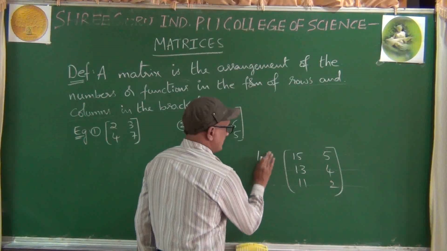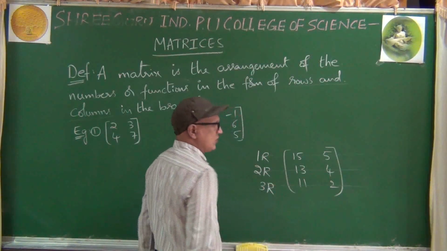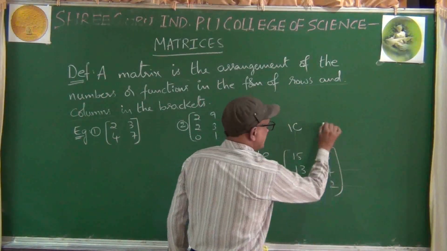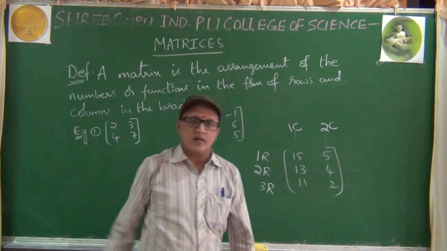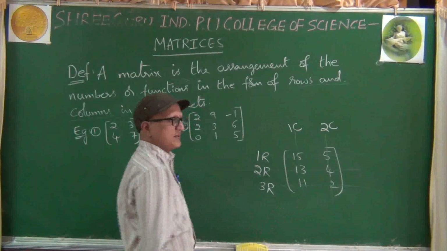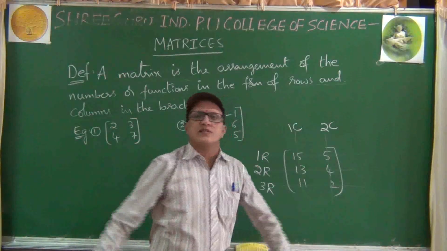First row, second row, third row. This is first column, this is second column. Remember, these are rows, these are columns.